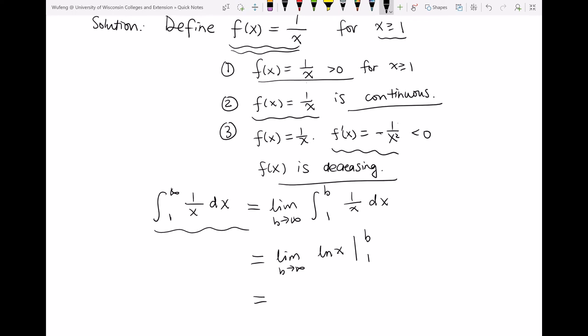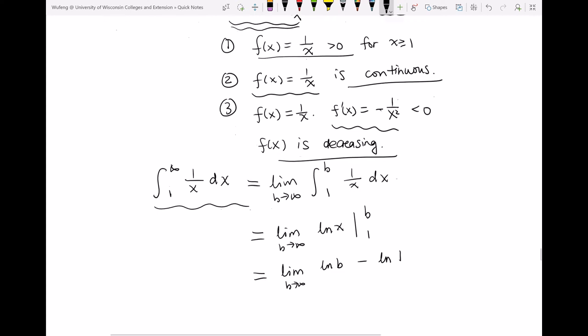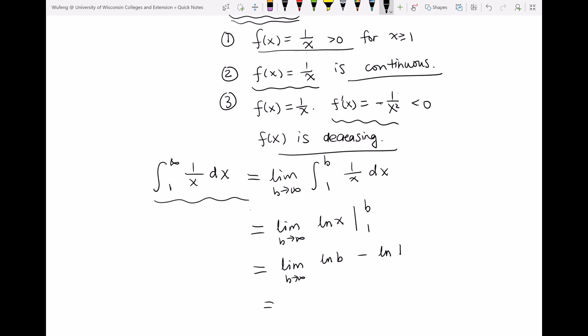So you find ln of infinity minus ln of 1. Basically you have the limit as b goes to infinity of ln b minus ln 1. You plug the upper boundary and lower boundary into the antiderivative and subtract. And b goes to infinity, obviously.